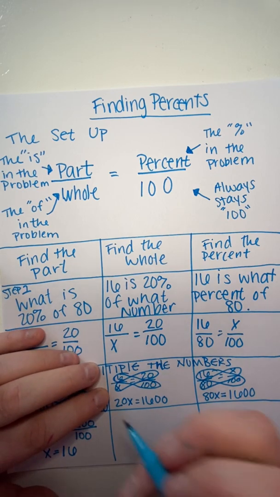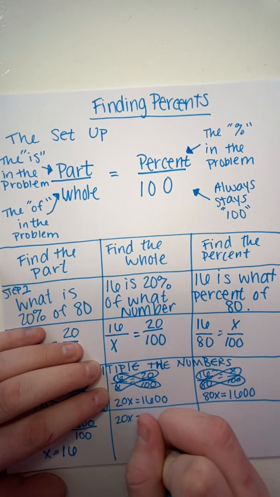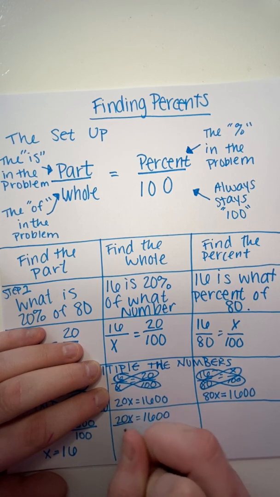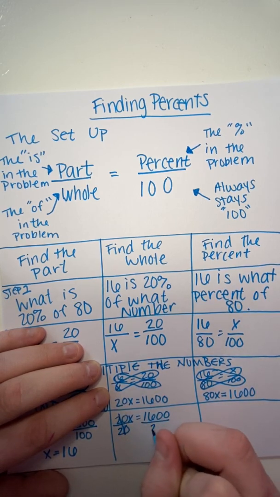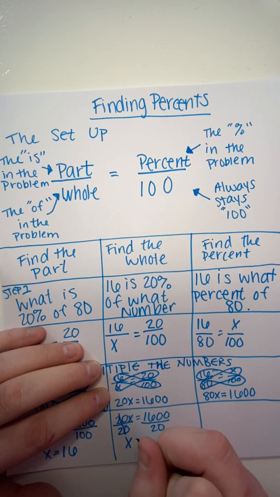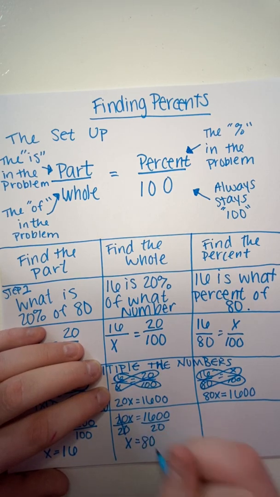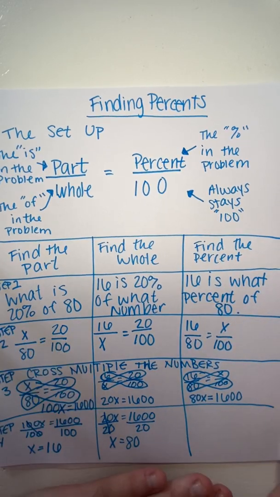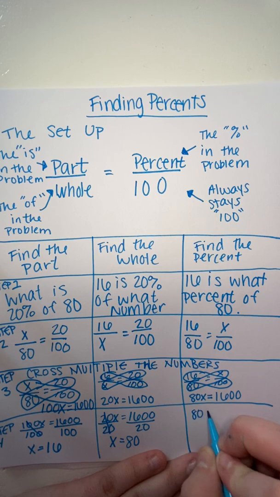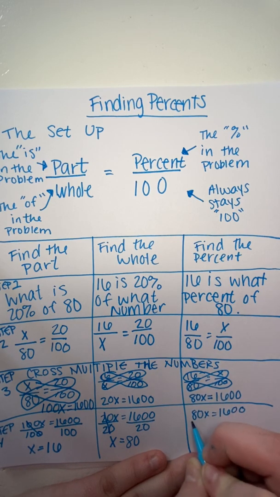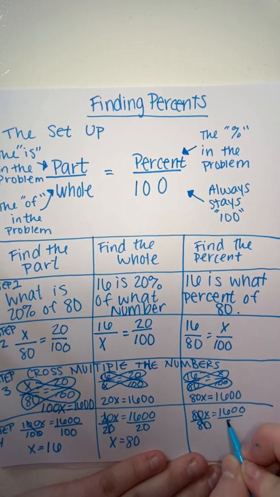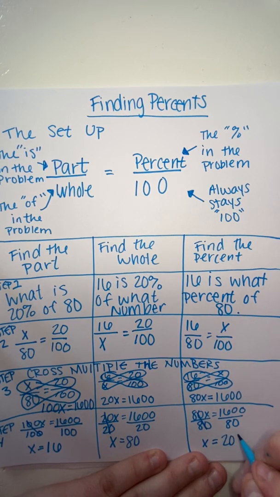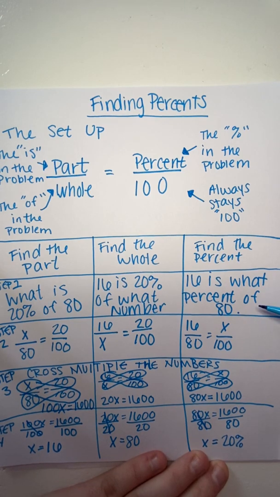I'm going to do my next two problems. Divide both sides by 20. Left with x on the left and 80 on the right. Finally, my last one. Divide by 80 on both sides. Left with x on the left and 20% on the right. Because remember, in this one, we're trying to find the percent. So make sure you include your labels.